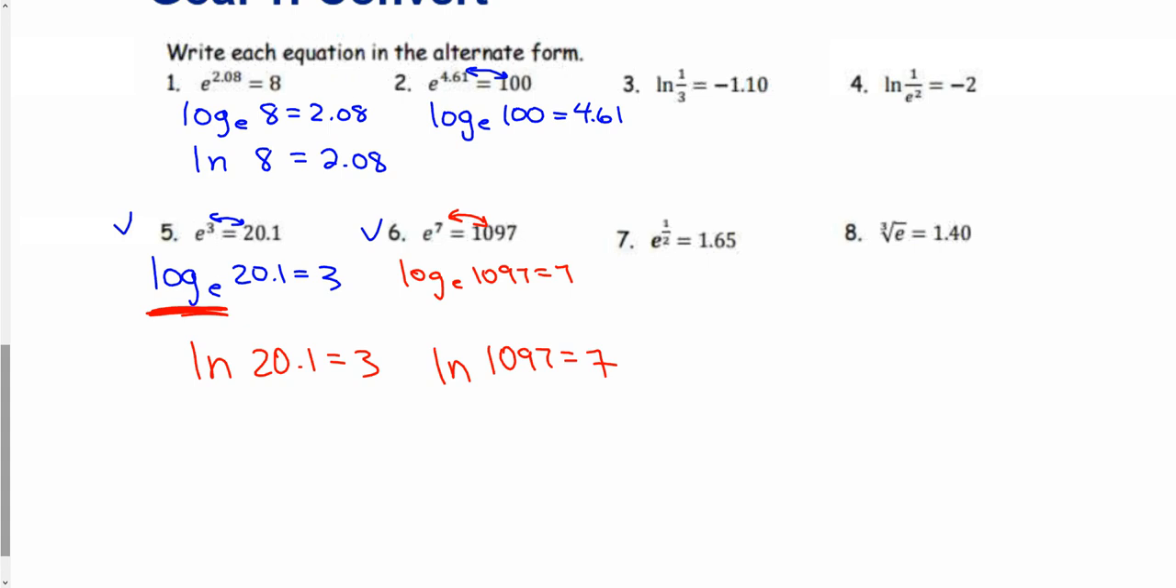Now, if you notice the other problems, 7 and 8, I kind of didn't make you do them because they had fractions in them, but it really isn't that big a deal because you do them the same way anyways. This one is log base e, and then we just switch these two things.